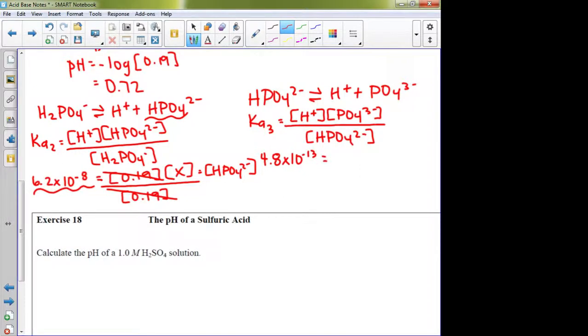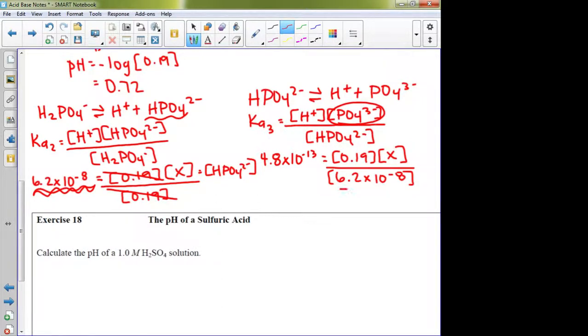This is equal to, do I know my concentration of hydrogen? Yes, 0.19. Do I know my concentration of PO4 3 negative? Nope, that's what I'm looking for. Divided by, do I know my concentration of HPO4 2 negative? Yes, we just found that over here. It's 6.2 times 10 to the negative 8. So now can I solve for X?